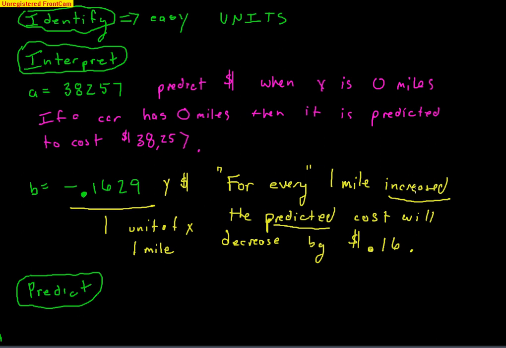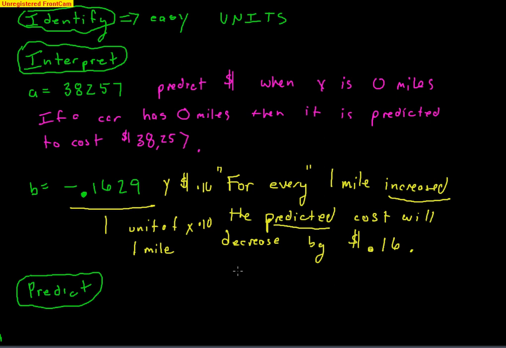The negative on the slope does tell me that my predicted cost is going down 16 cents. Now, it kind of sounds dumb for 1 mile to go 16 cents. So you are allowed to multiply. I can multiply the top and bottom by 10. And as long as I multiply the top and bottom by 10, now I could say for every 10 miles increase, the predicted cost goes down by $16, right?